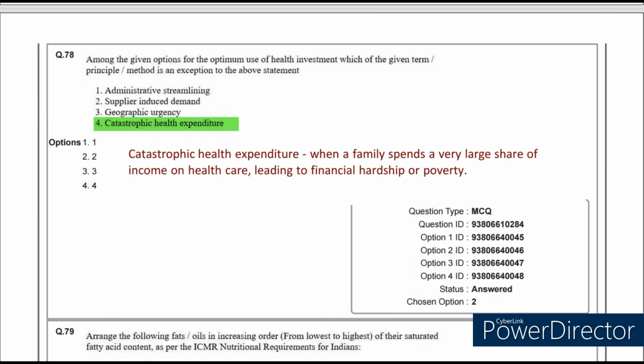And now coming to question number 78, which of the following is an exception of optimum use of health investment? So what is optimum?